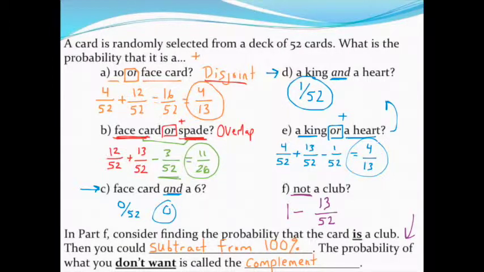It's not the only way to do it. In fact, I'm going to end up with 39 out of 52 once I do that subtraction, which, if I think about it, this not a club thing, there's 39 cards that are not clubs in a deck. So there's two ways that we could think about doing that. Either this is called finding the complement, when I find the probability of what I don't want. Simplifying this gets me a probability of 3/4.